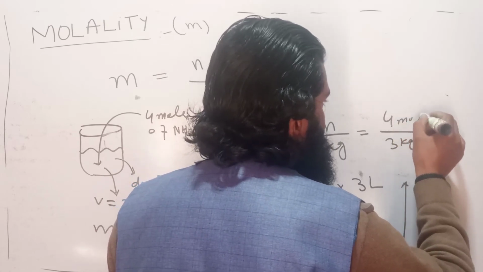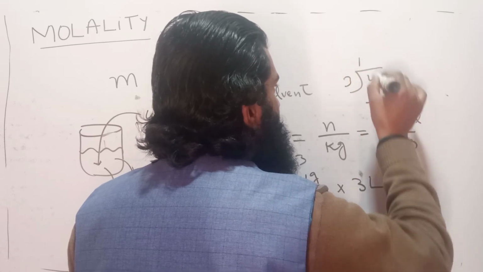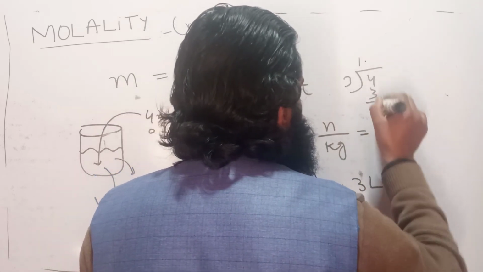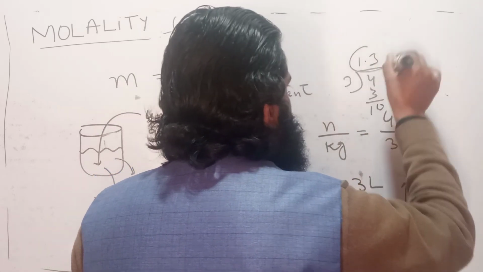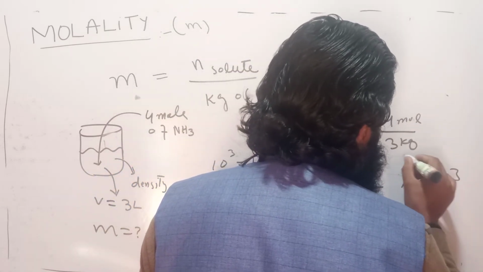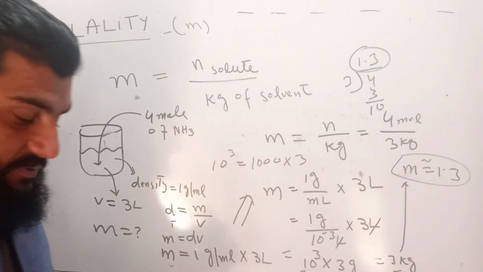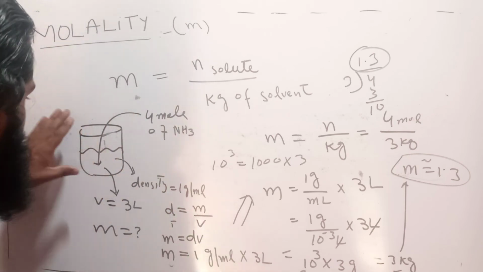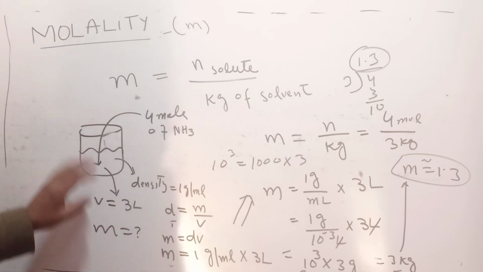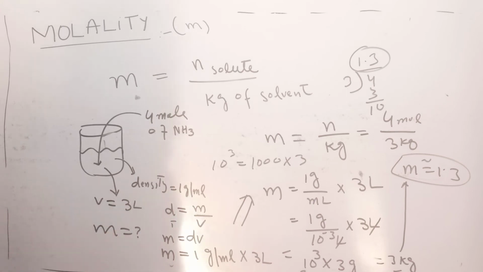Now we put 3 kilograms here. The moles are 4, so now divide 4 by 3, and the answer is approximately 1.3. So molality is approximately equal to 1.3. Clear? So the question was: if this is a solvent whose density is 1 gram per ml and its volume is that, find the molality.